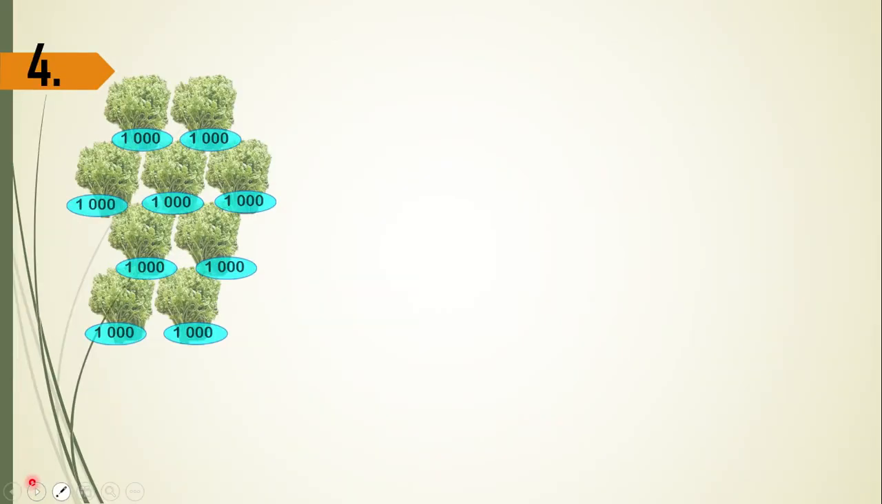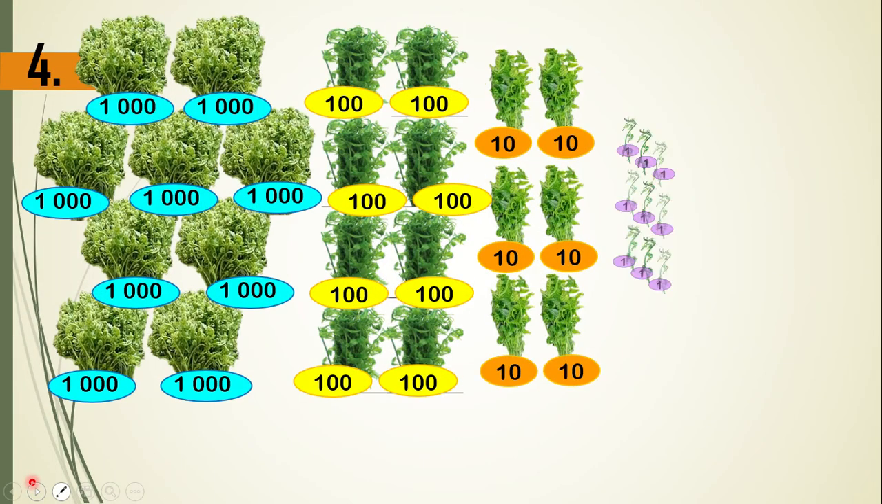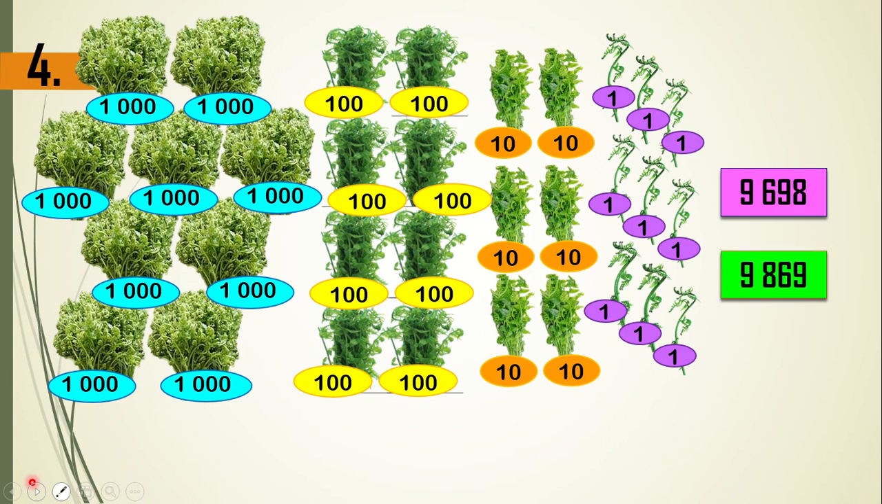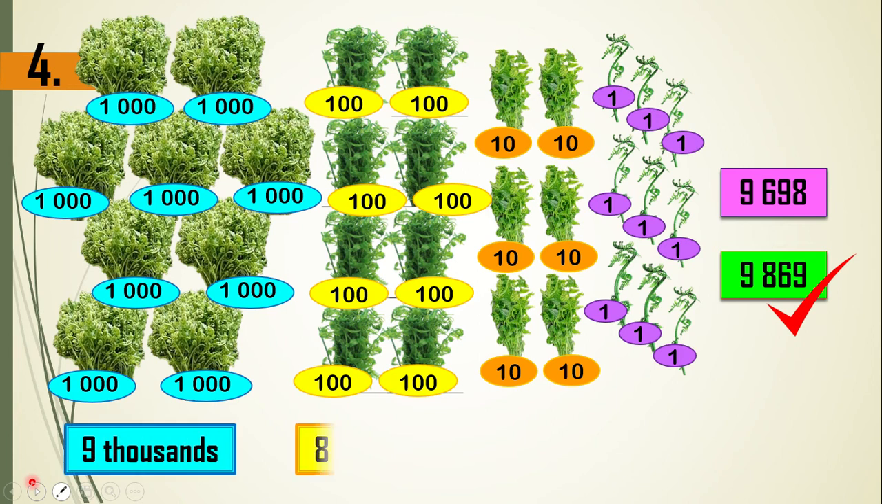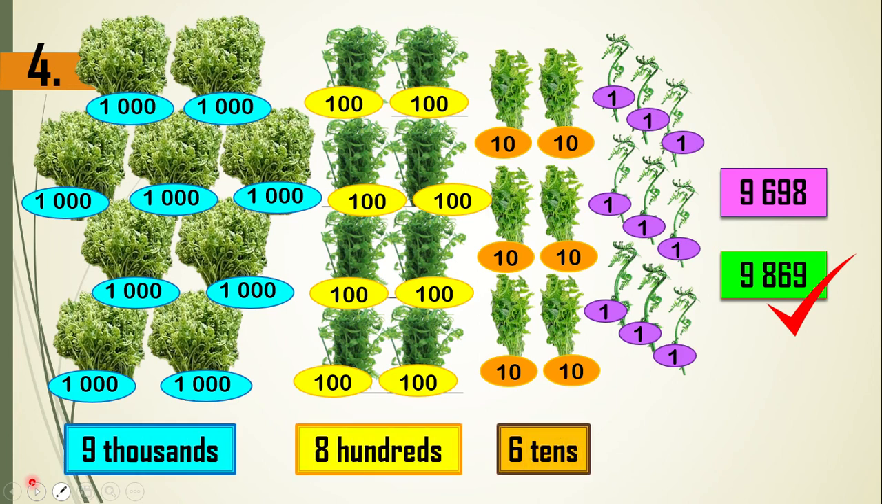For our last number, number 4, what number is shown by the set of fern or pako? Is it 9698 or 9869? Good job! The answer is 9869. 9000s, 800s, 6 tens, and 9 ones is 9869.